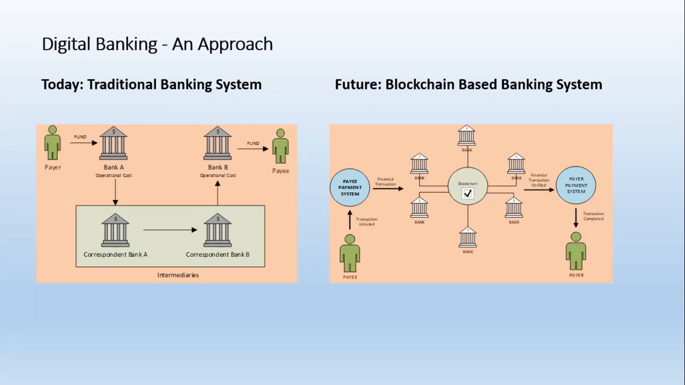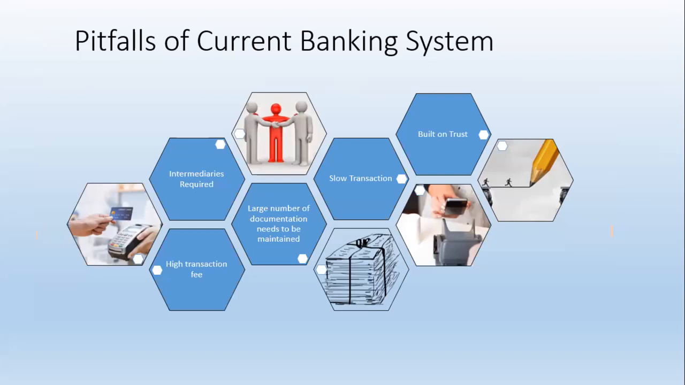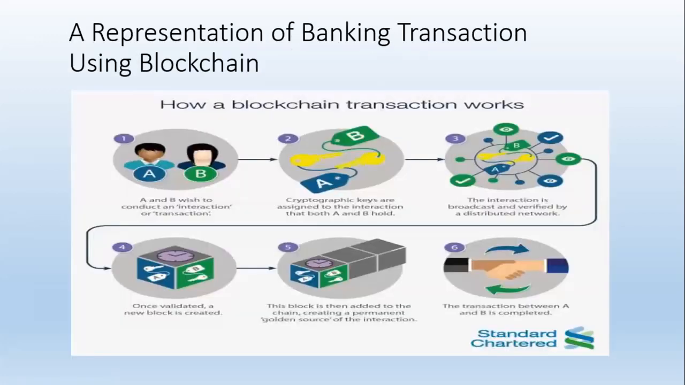So let me move on to the next slide. What are the pitfalls the current banking system suffers from? If you look at it, high transaction fees, and intermediaries are required, a middleman is required. A large amount of documentation needs to be maintained, transactions are slow, and it's completely built on trust. So these are the different pitfalls of the current banking system that we are having today. So let me move on to the next slide.